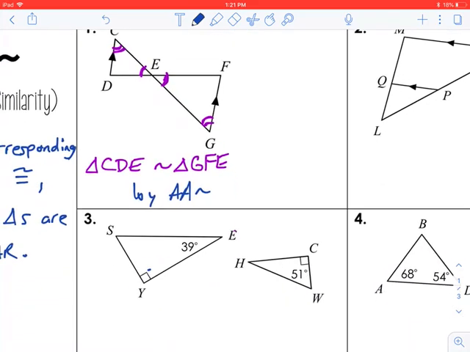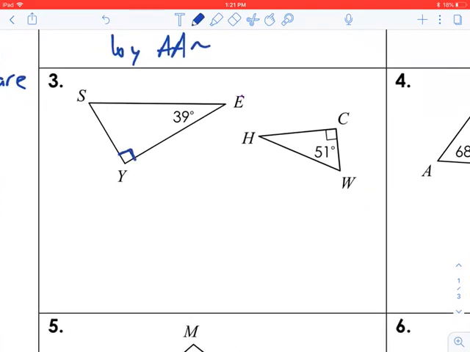All right, kind of the same thing on number 3. We've got a right angle here and a right angle here. And then it says 39 here. Well, if you think about triangles, what is this angle going to be? 90 plus 39 gives us 129, and 180 minus 129 gives us 51. And so if that angle S is 51, W is also 51. And so those are similar.